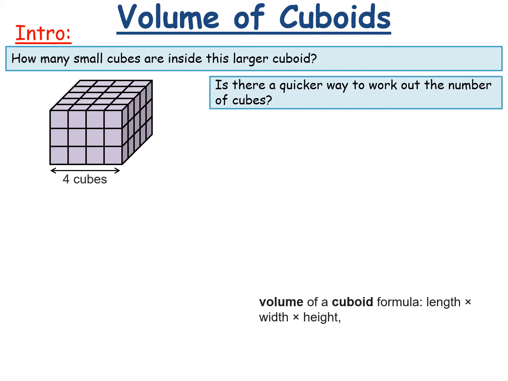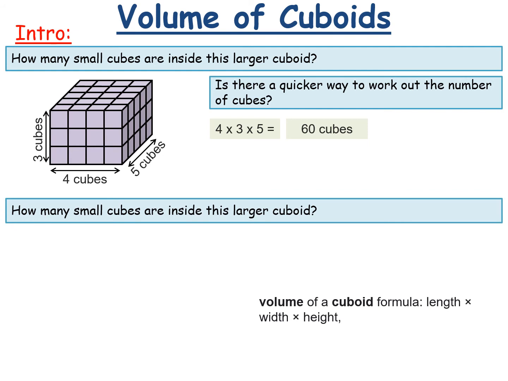So you have 4 cubes, 2 cubes, and 5 cubes. You've got length, width, height. So 5 is your length, 4 is your width, and 3 is your height. If you do this, what answer will you get? 5 times 4 times 3, or 4 times 3 times 5. Remember, it doesn't matter which way it's written. And you get 60. 4 times 3 is 12, 12 times 5 is 60.